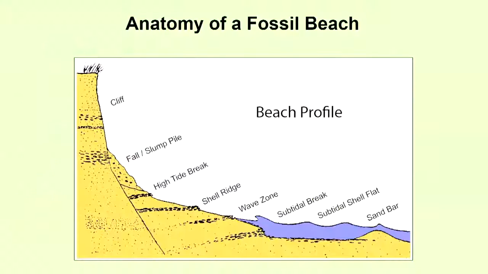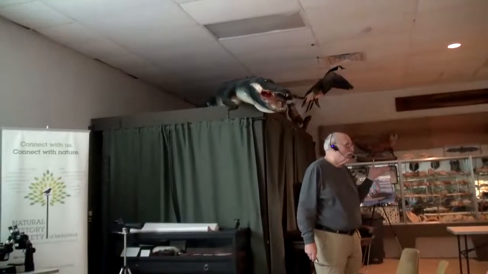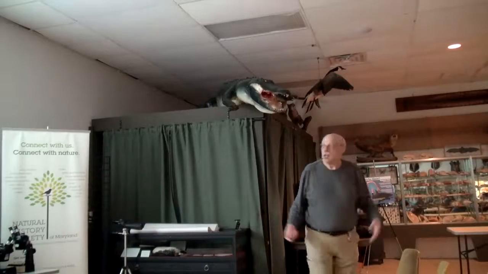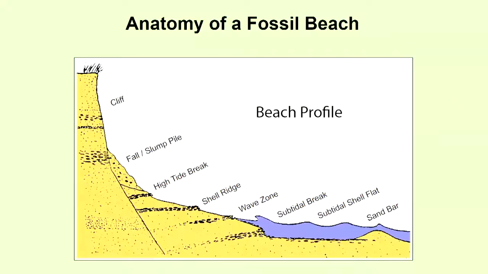Okay, so here's just a section of a fossil beach. The fossils are coming out of the cliff here. We have a fall or a slump. Most of you have probably seen this: you have a beach and you're going to have these shell ridges. There's a high tide break, shell ridges, wave zone, subtidal break, a shell flat, and sometimes a sandbar. If you're just out trying to find a bunch of teeth, the best time to go is right as low tide turns and you have an incoming tide, and you're going to collect the wave zone here. That's where the bulk of the fossil teeth are going to show up.